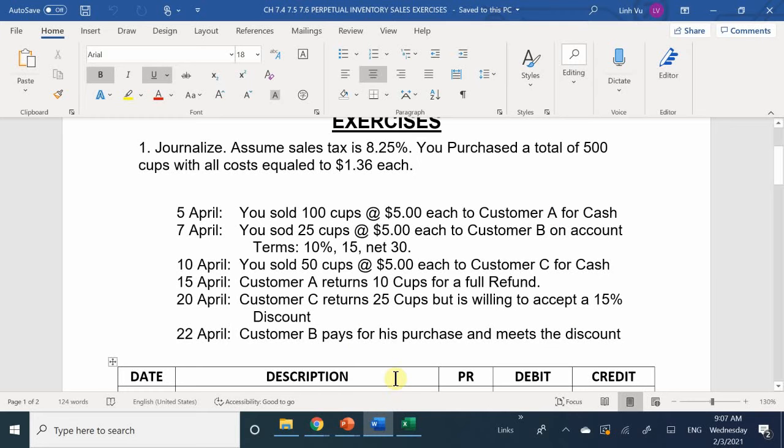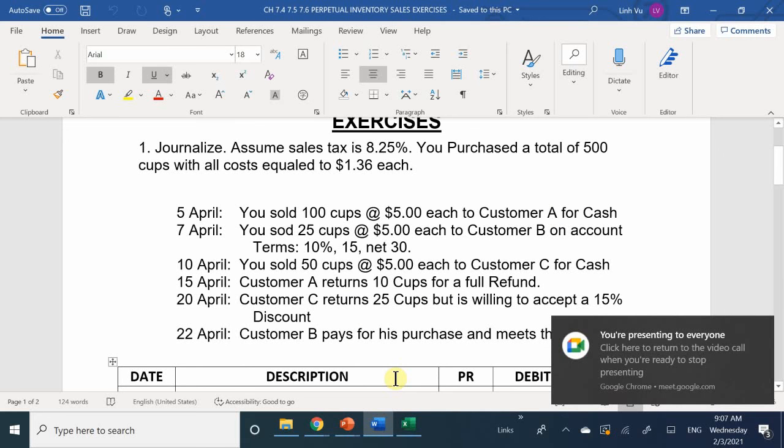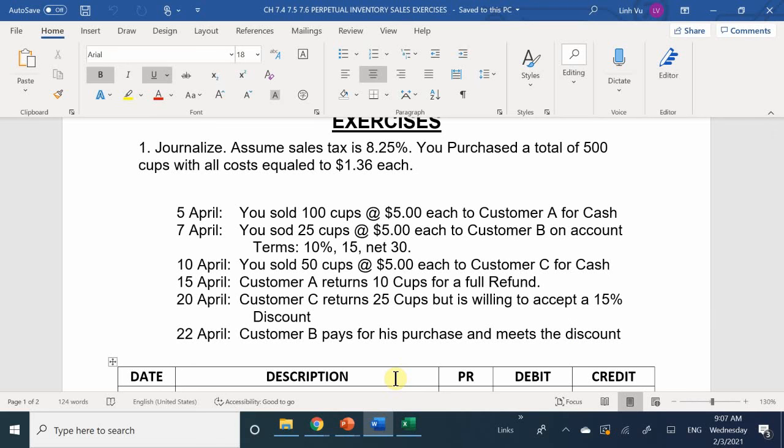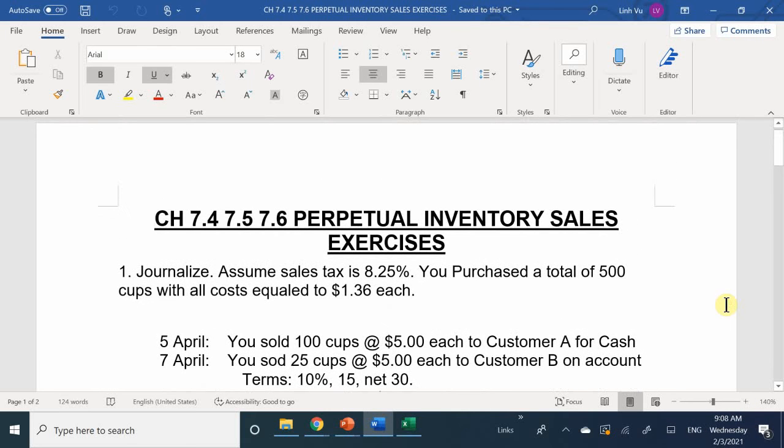All right, so let's go ahead and do our exercise here. So here's exercise 7.1, 7.4 all the way to 7.6. Journalize, and assume that sales tax is 8.25%. You purchase a total of 500 cups with all costs equaling $1.36 each. So that's your cost of goods sold, each item that when you sell it, it's going to cost you $1.36. This is the original purchases that you've made.